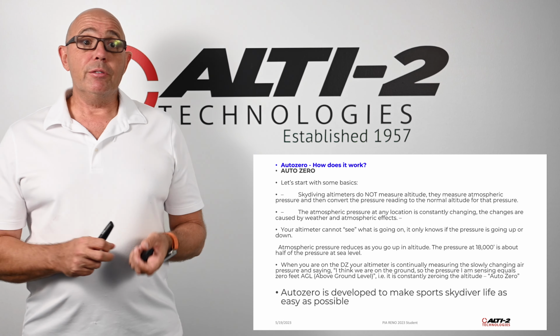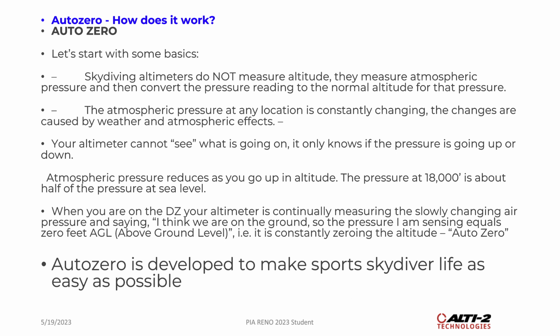So let's start with some basics. Skydiving altimeters do not measure altitude. They measure atmospheric pressure and then convert the pressure reading to normal altitude for that pressure. The atmospheric pressure at any location in the world is constantly changing. The changes are caused by weather and atmospheric effects. Your altimeter cannot see what's going on. It only knows if the pressure is going up or down.